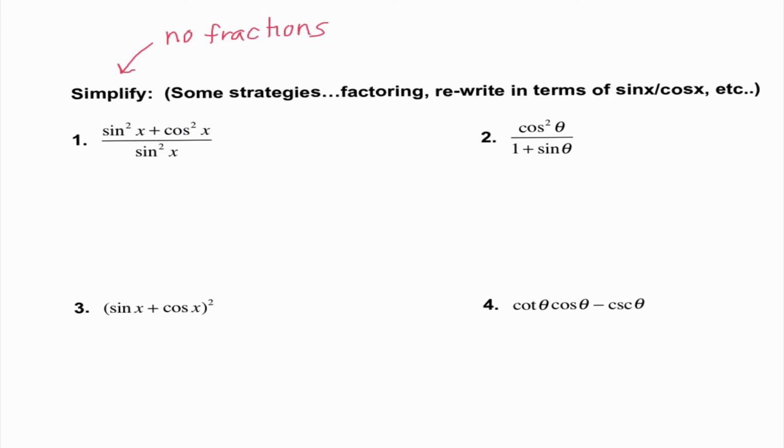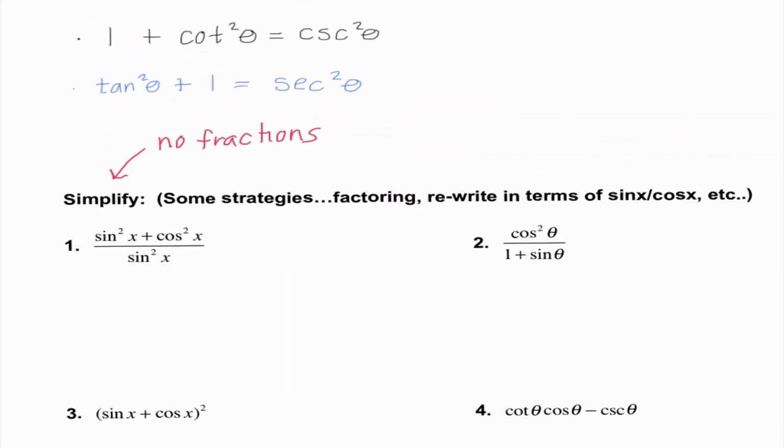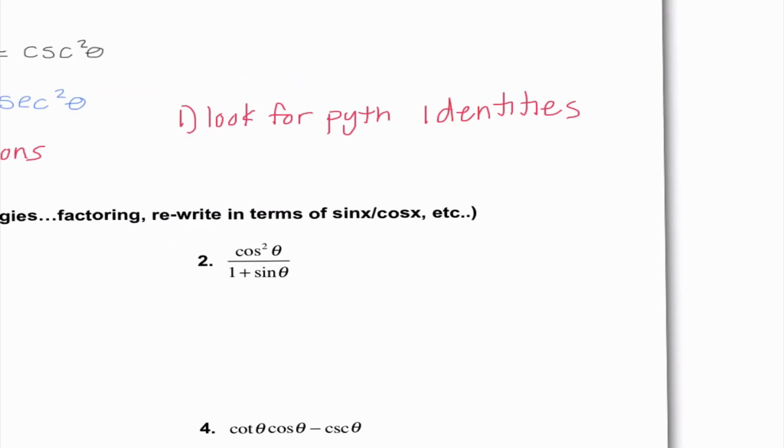There's a bunch of different strategies, and some strategies I've written down here for you, and I'm going to go ahead and list them in the order that I normally look for stuff. The first thing I always look for are the Pythagorean identities. That would be if I see a binomial that has something squared in it or 1 in it, because often I can use that to help me simplify the expression.